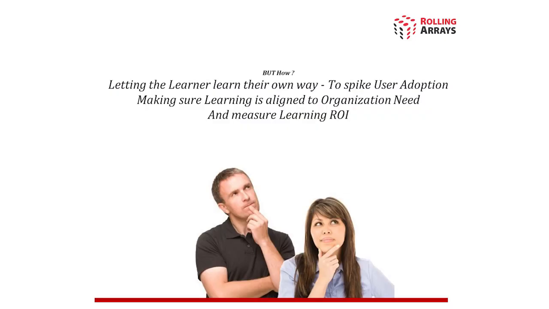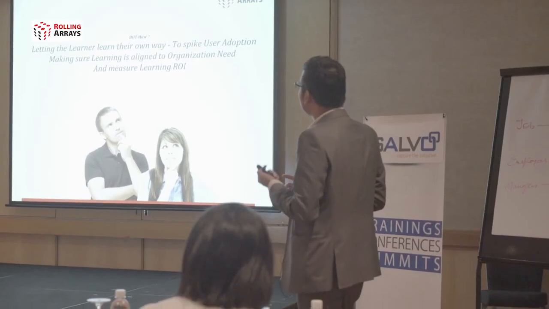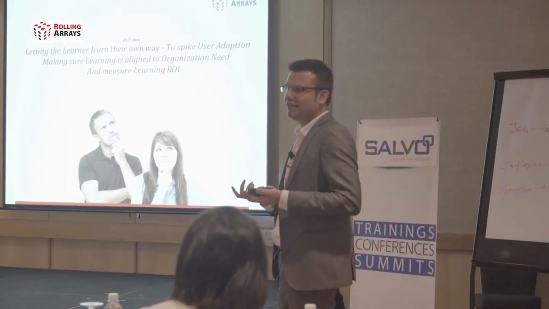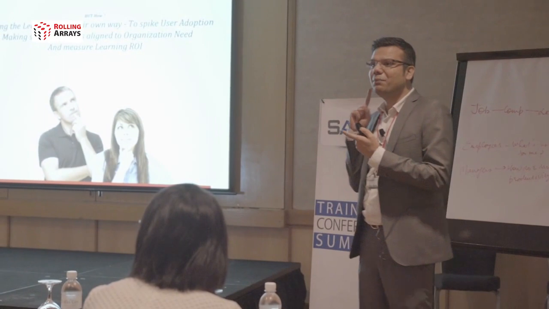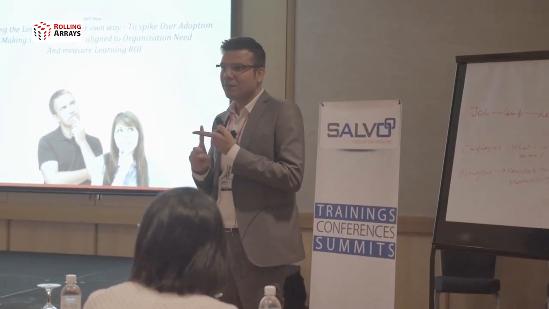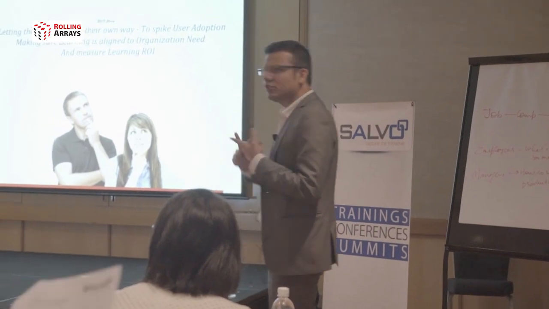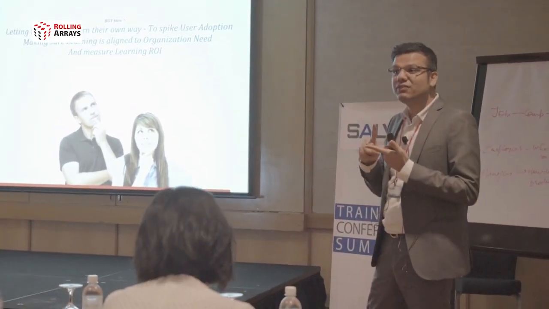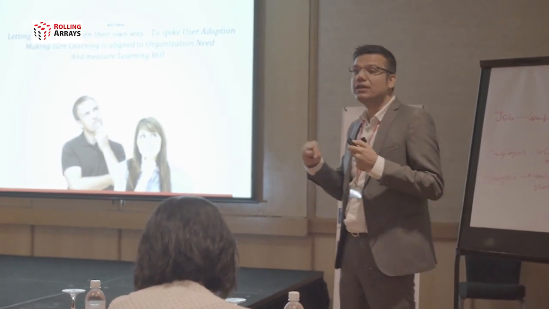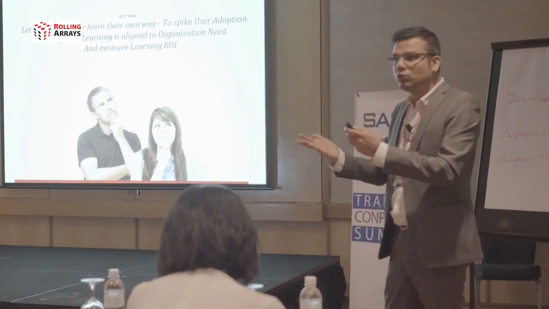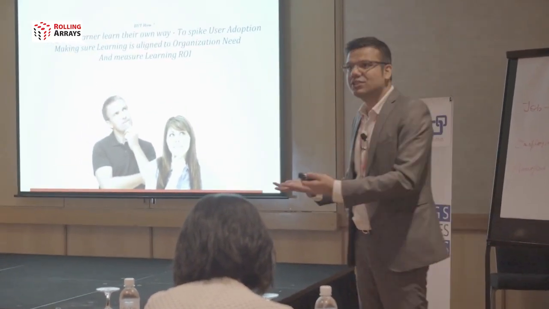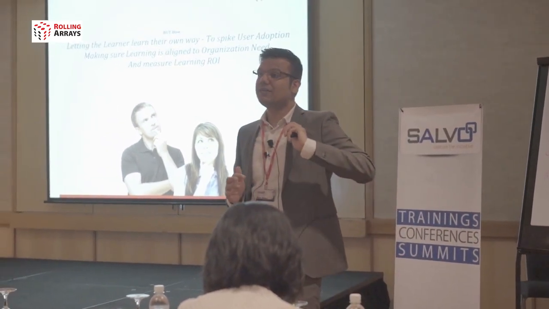I think this is a summary: basically letting the learner learn their own way to spike user adoption, making sure learning is aligned to organization need, and measuring learning ROI. So the takeaway of this session, I would say, is that we make sure we are measuring the learning return on investment by measuring the learning output, making sure that the entire learning framework is aligned to the job that the employee is doing, and at the same time we are giving that learning to the employee in a fashion that interests their attention. And so we basically try out different ways to do it.